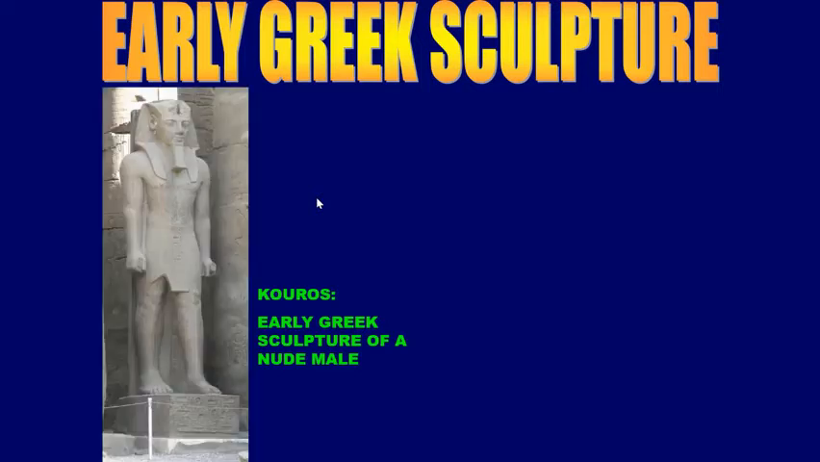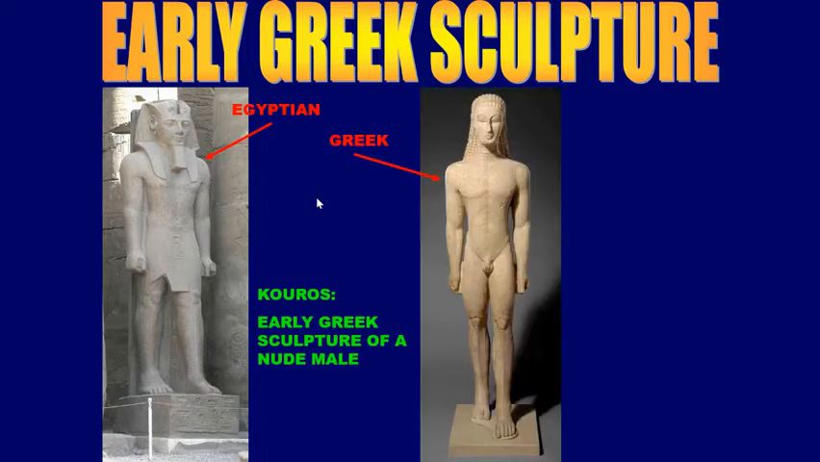All right, and then let's skip into early Greek sculpture and write down this definition. So, kouros is an early Greek sculpture of a nude male. Now, does that look Greek to you? No, that's Egyptian. But look at that.